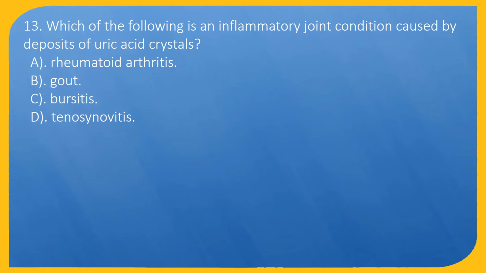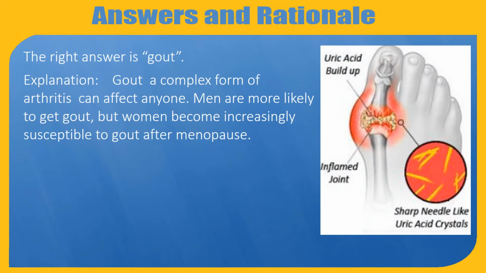Question 13. Which of the following is an inflammatory joint condition caused by deposits of uric acid crystals? A. Rheumatoid arthritis. B. Gout. C. Bursitis. D. Tenosynovitis. The right answer is gout. Explanation: gout, a complex form of arthritis, can affect anyone. Men are more likely to get gout, but women become increasingly susceptible to gout after menopause.